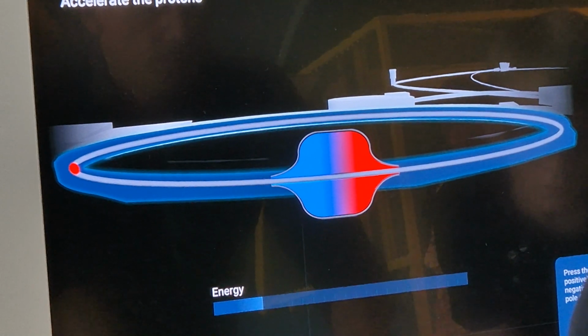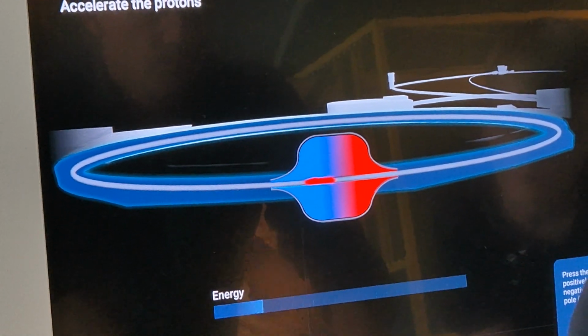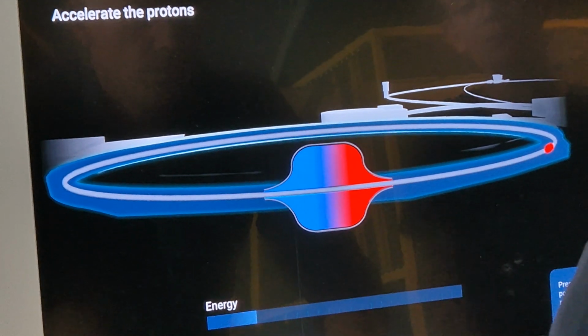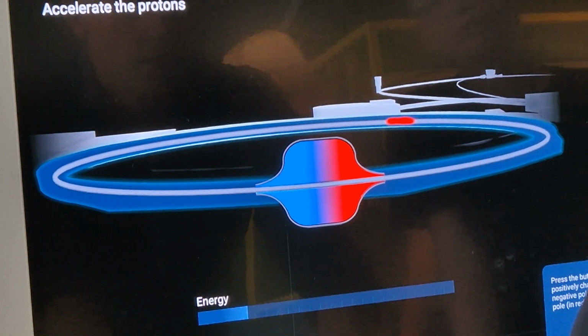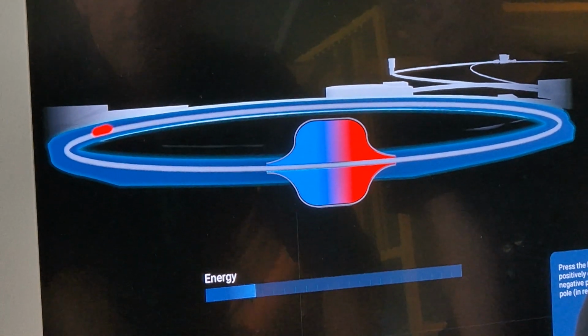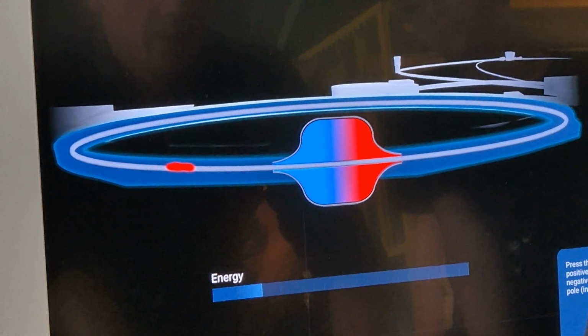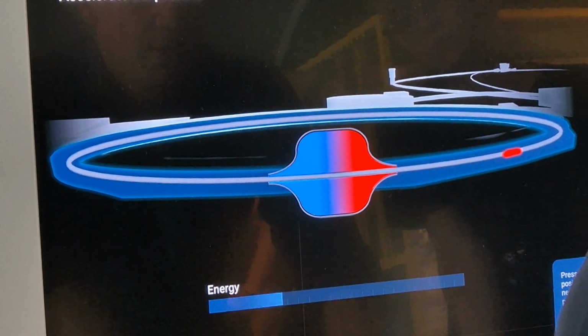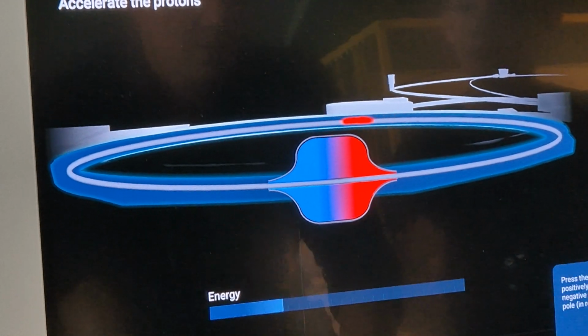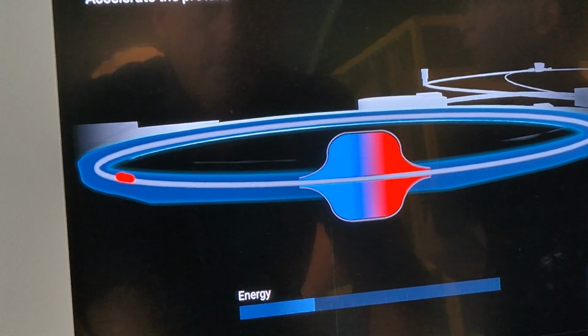So it will come blue, it will attract the red, and then it switches. You see? So you can only accelerate if you switch quickly enough. So right now blue attracts red, and then you have to switch polarity. So the magnet has to switch in a fraction of a second.